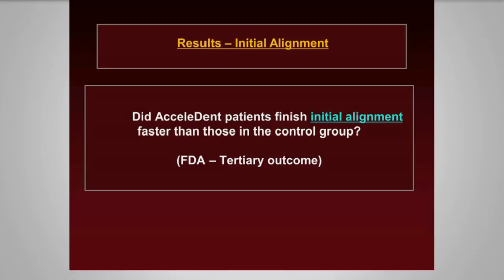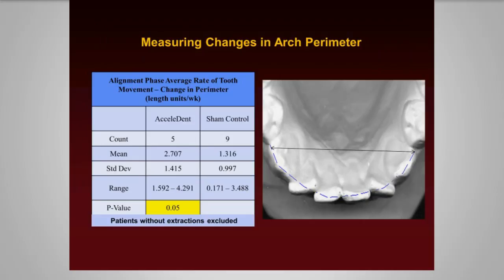Next question that arises, okay, we looked at the space closure. What about the rest of the treatment? What is the other very active stage of treatment, the most active stage of treatment in terms of tooth movement? It's initial alignment. So how does AcceleDent influence the initial alignment? We looked at that, and we were disappointed because we had some obstacles in looking at those patients.